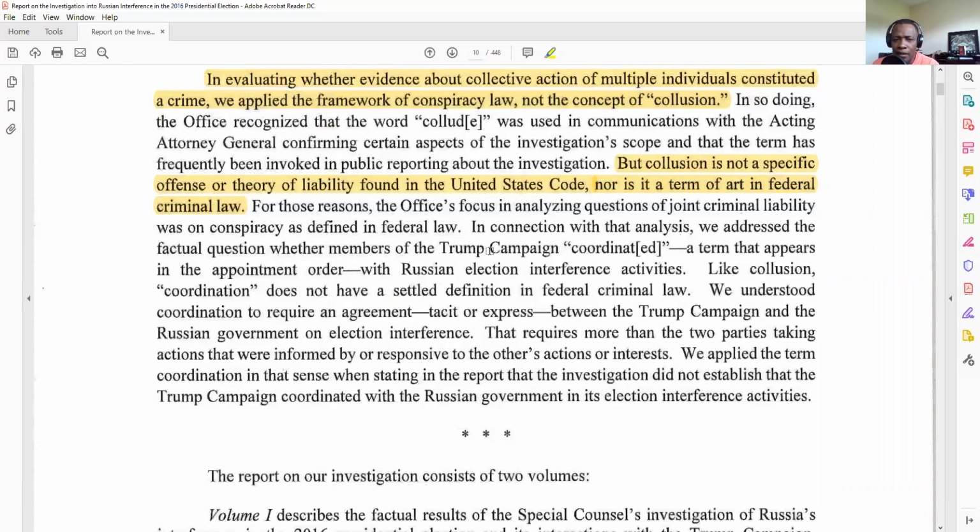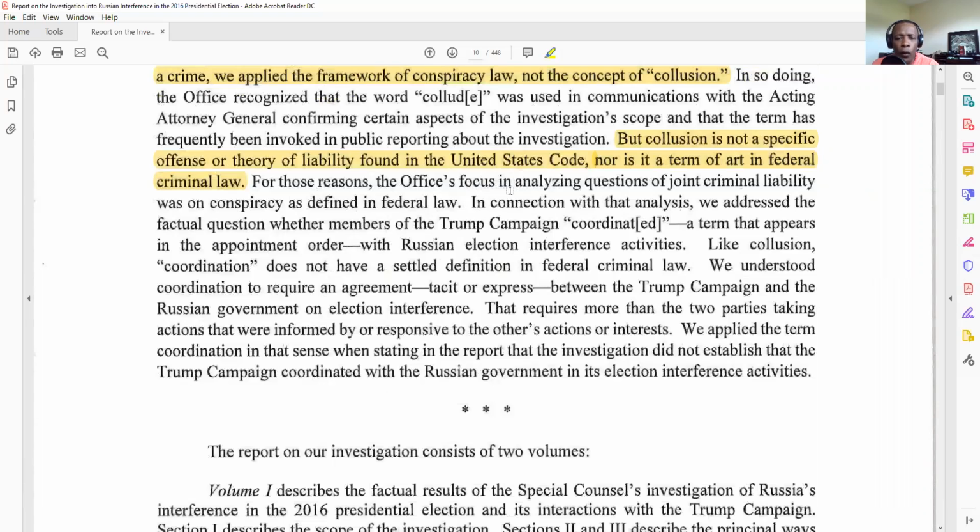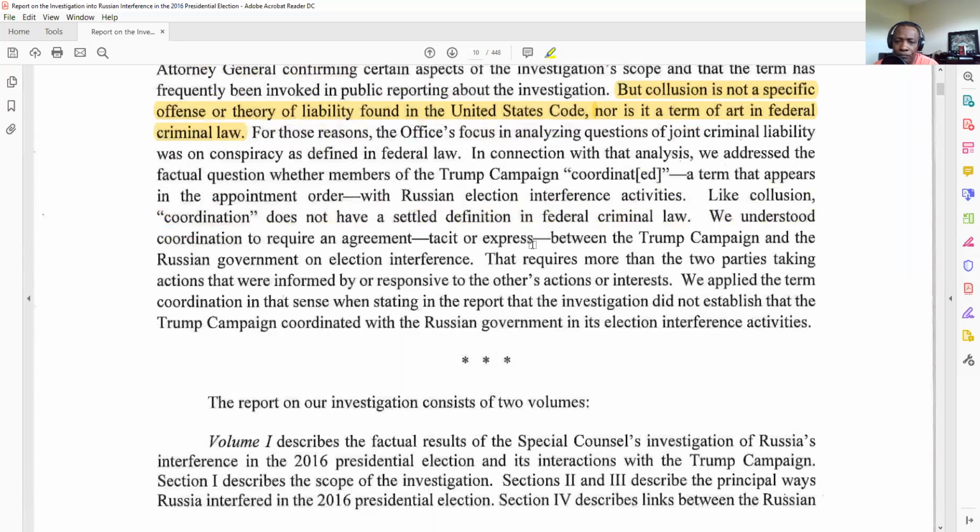Okay, well, let's continue. For those reasons, the office focused on analyzing questions of joint criminal liability on conspiracy as defined in federal law. In connection with that analysis, we addressed the factual questions whether members of the Trump campaign coordinated, in terms that appear in the appointment order, with Russian election interference activities. Like collusion, coordination does not have a settled definition in criminal law.